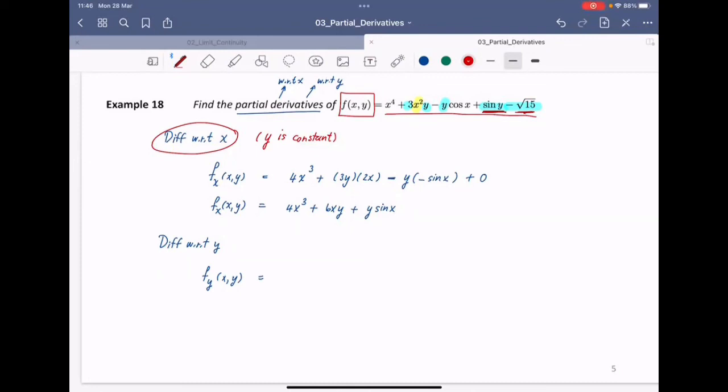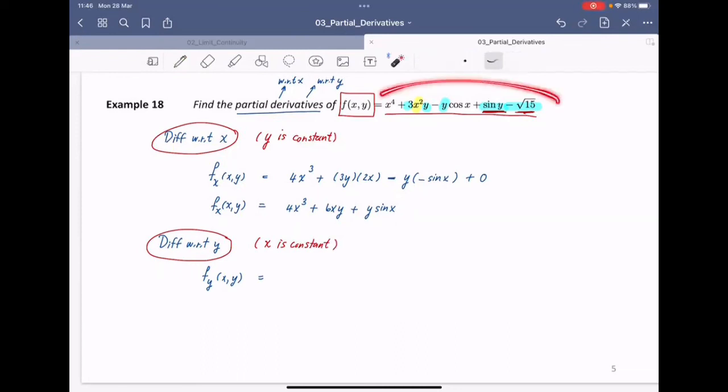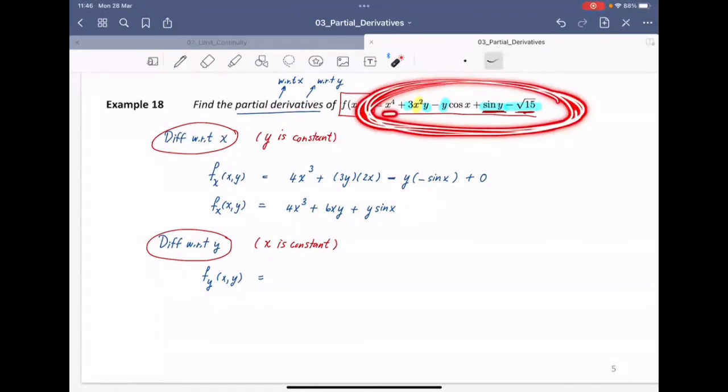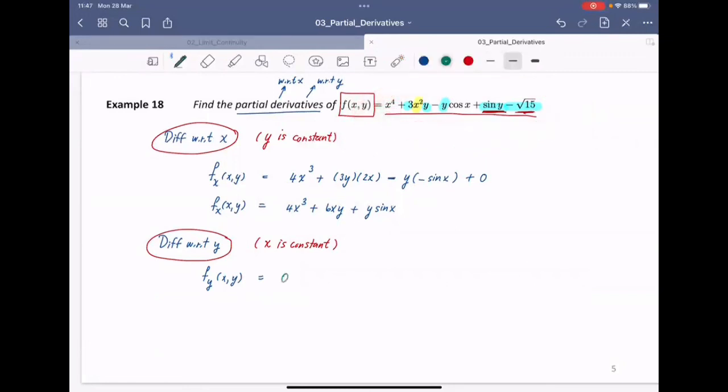Sounds good. If you are still not confident, let's do another example together here. If you want to differentiate with respect to y, x is constant. So when you see x, that is a constant. Let's look at the term that I circled here, x to the 4th power. This is not a variable, this is constant because x is a number now. So 0.